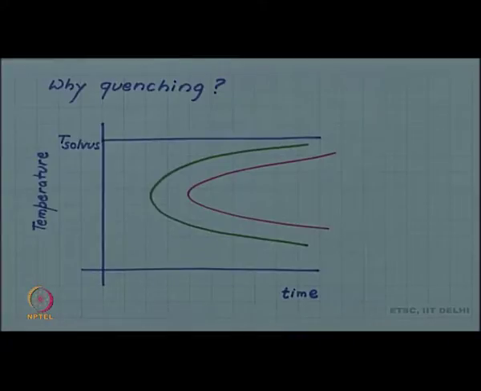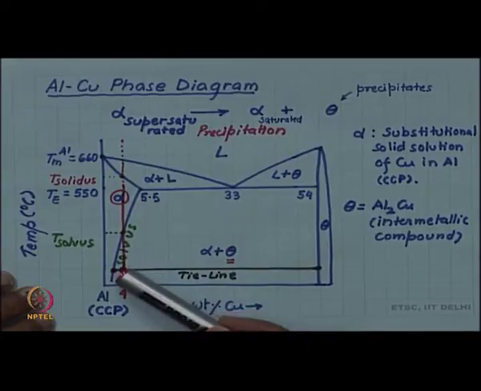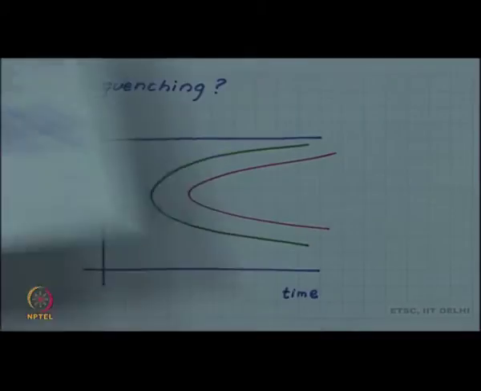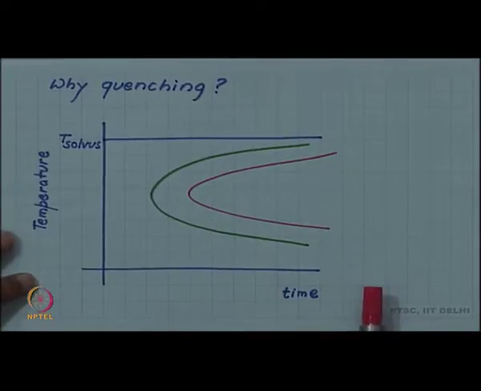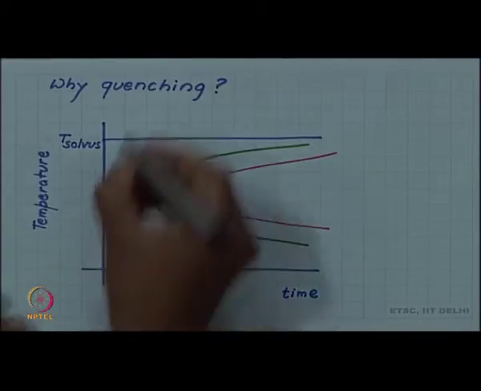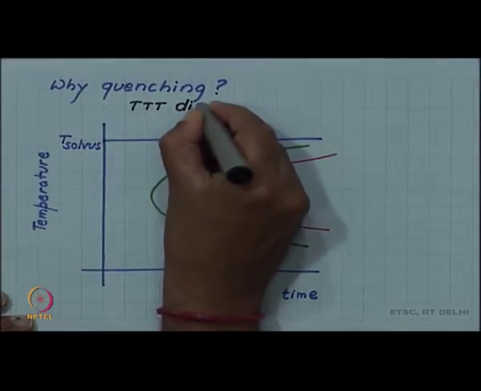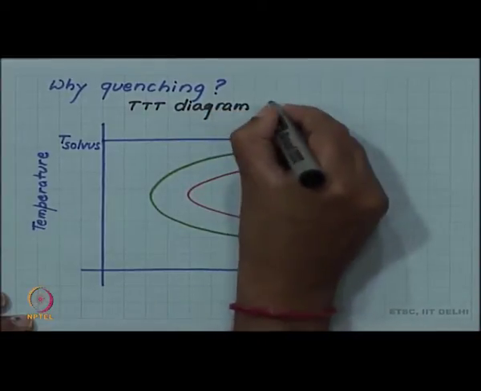But why do we need to quench? Even if we slow cool alpha, theta will form in equilibrium. Why do we need to quench? So, let us look at the reason for quenching. So, now instead of the phase diagram, we look at the TTT diagram. So, this is the TTT diagram for the precipitation reaction.